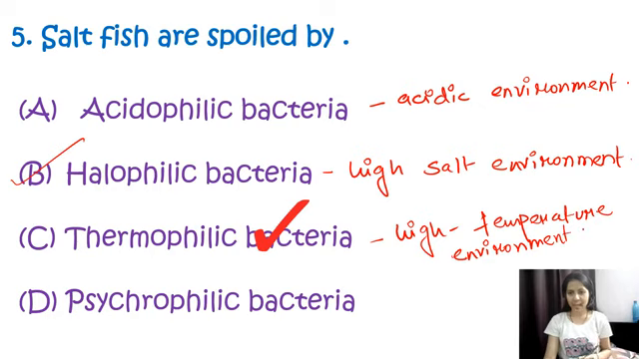They can thrive in high temperature environments, and saccharophilic bacteria means they can thrive in cold environments. So over here my correct option will be option B, that is halophilic bacteria.